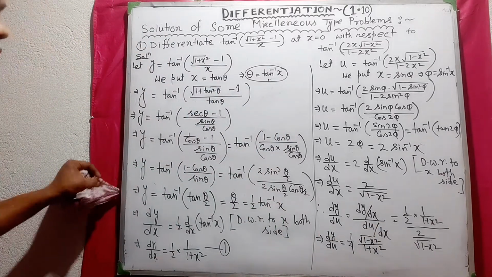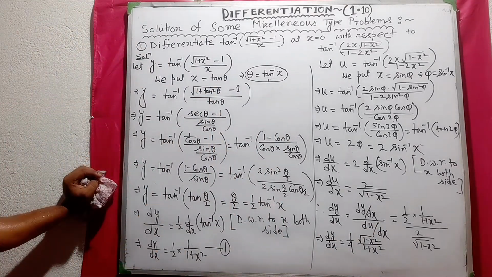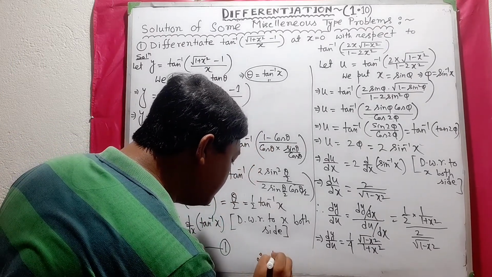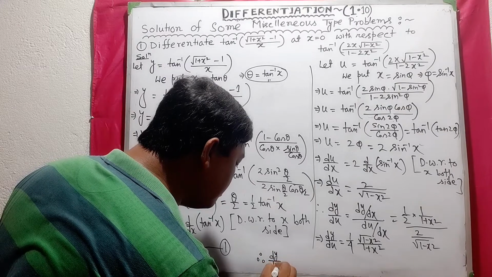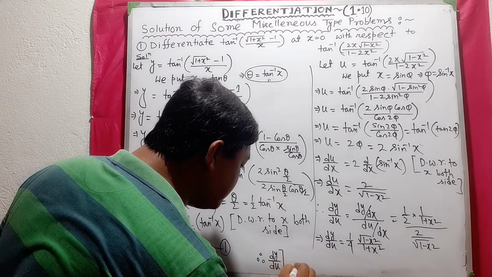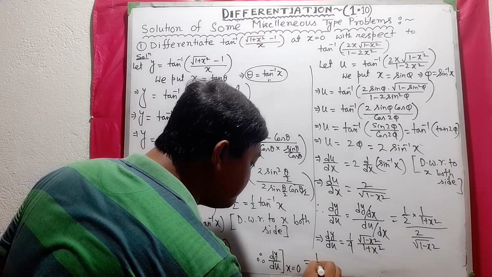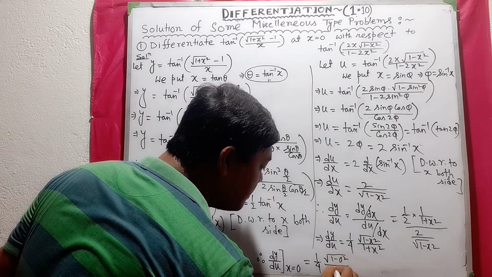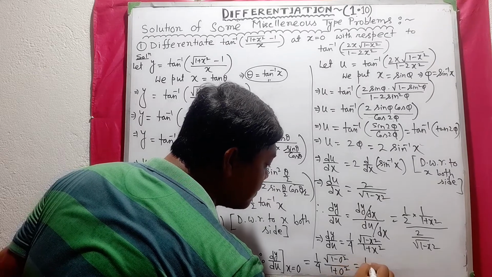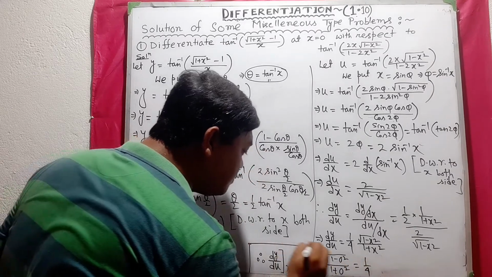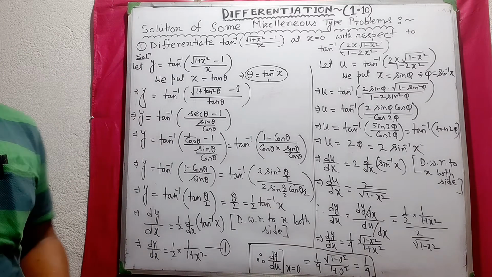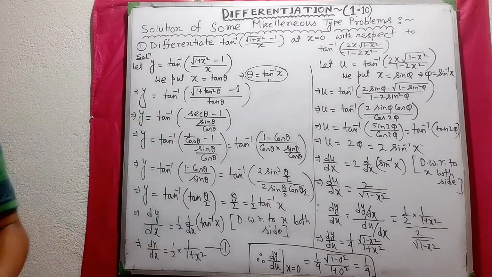So now we have to calculate dy/du at the point x equals 0. Therefore dy/du at x equals 0 gives 1 by 4 square root of 1 minus 0 square by 1 plus 0 square. So that gives 1 by 4. So the answer should be 1 by 4. Okay? Clear? So the problem has been solved.